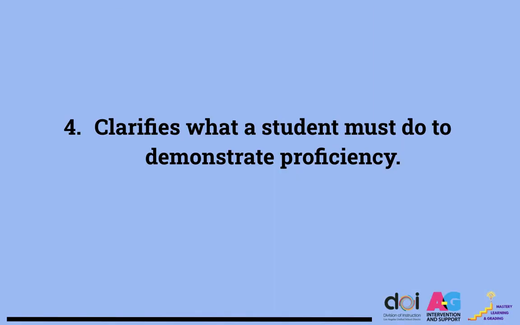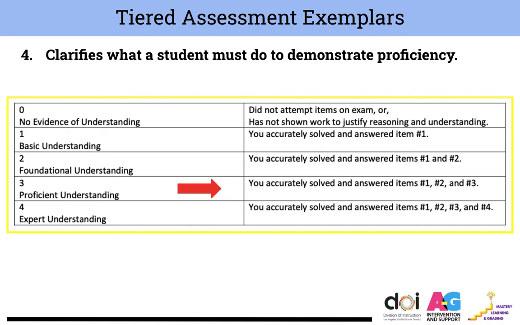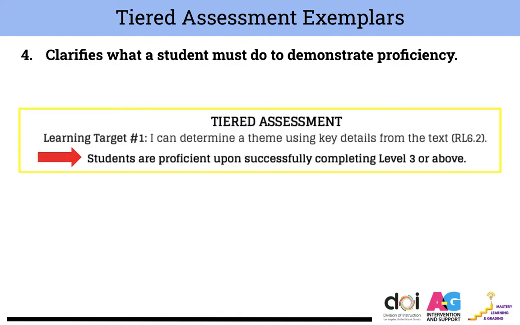The next criteria clarifies what a student must do to demonstrate proficiency. In this example, the teacher is communicating that to be a level 3 proficient, the student must accurately solve or answer items 1, 2, and 3 on the assessment. The teacher is communicating to the student that they are to demonstrate or complete successful achievement on level 3 or above.